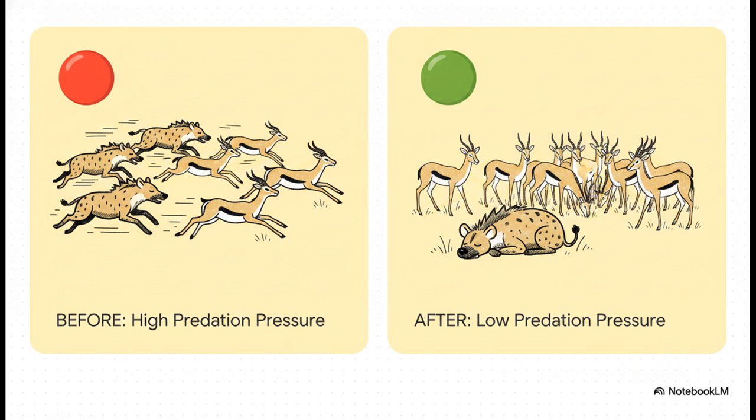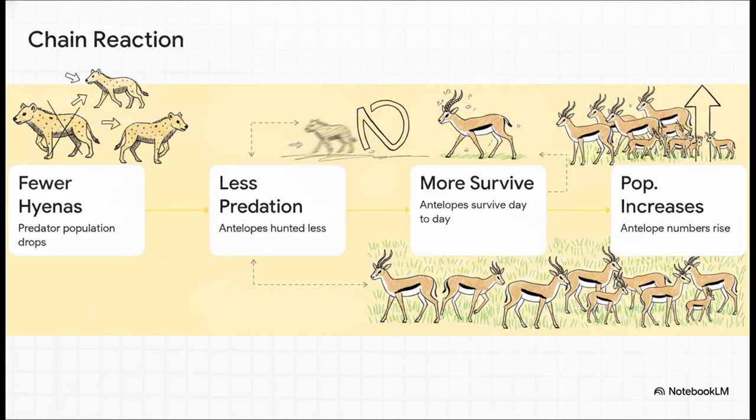But then look at the after scenario. With only 5 hyenas left, there is a super low level of predation. The hunting pressure on the antelopes has basically just collapsed. And you can probably guess what happens next. It triggers a massive chain reaction. Step 1, we have significantly fewer hyenas. Step 2, that directly leads to way less predation. The antelopes just aren't being hunted at that same intense rate anymore. Step 3, because they aren't being hunted naturally, way more antelopes survive day to day.